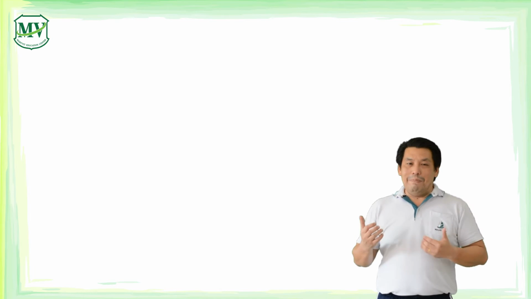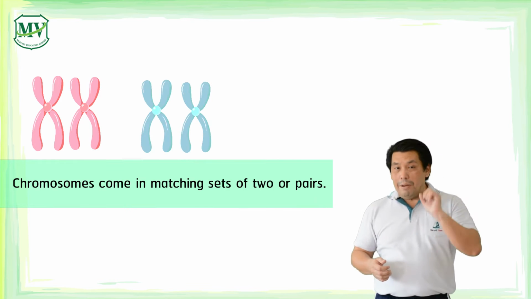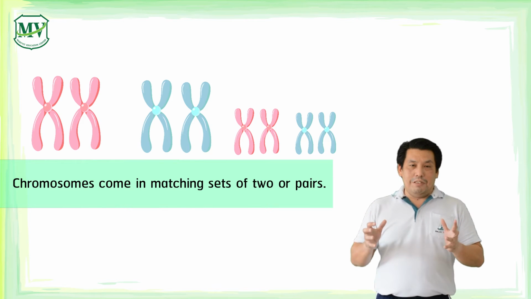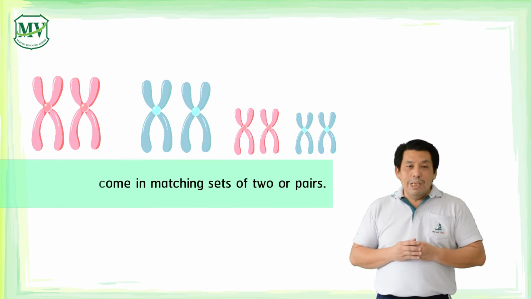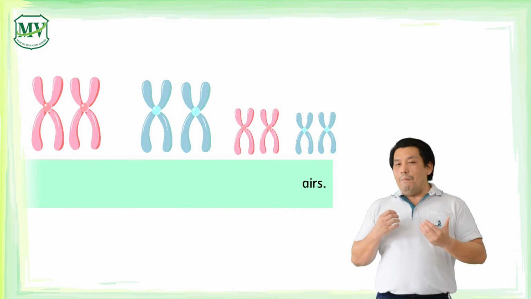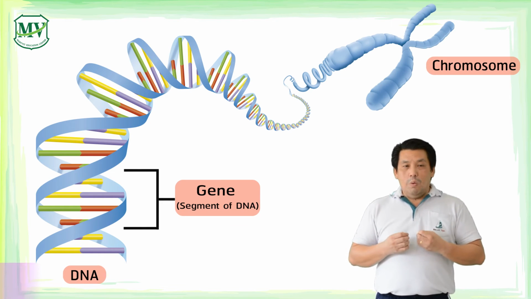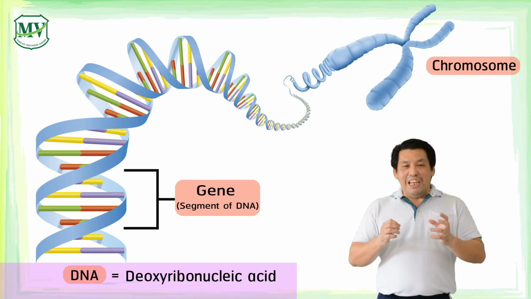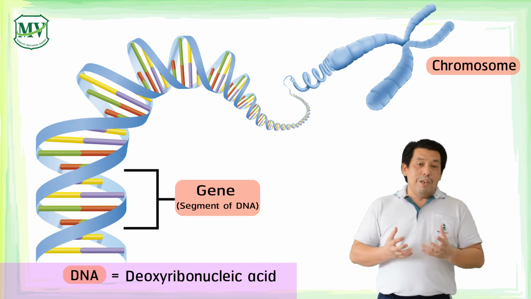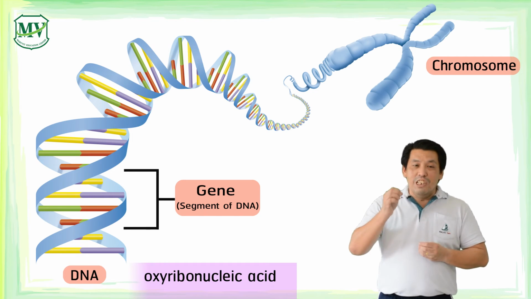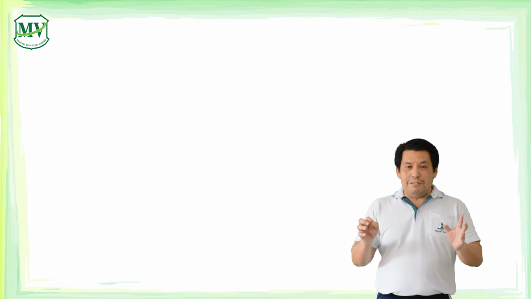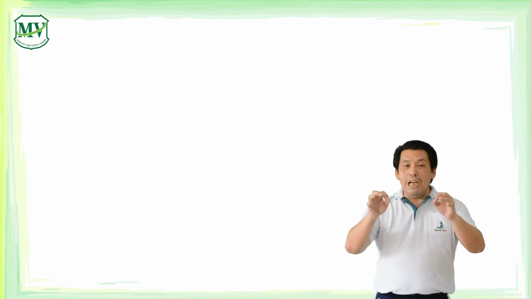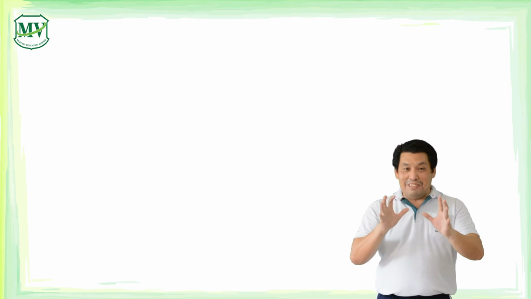Chromosomes come in matching sets of 2 or pairs, and there are hundreds and sometimes even thousands of genes in just one chromosome. The chromosomes and genes are made of DNA, which is short for deoxyribonucleic acid. Each gene has a special job to do. The DNA in a gene spells out specific instructions, much like a cookbook recipe, for making proteins in the cell.